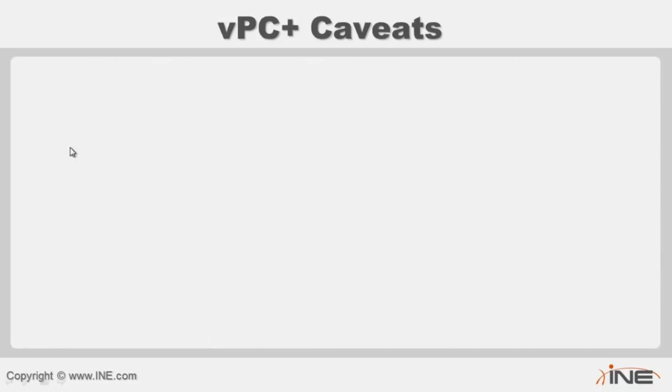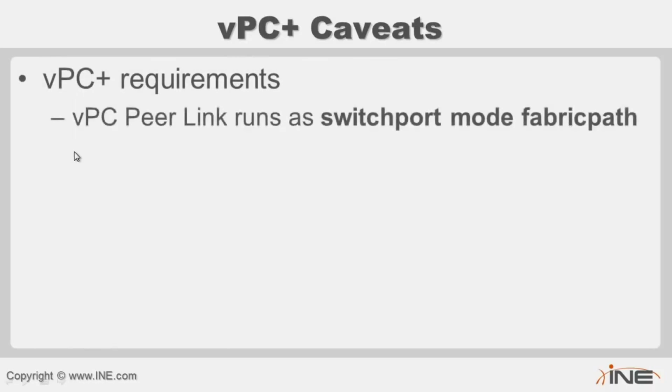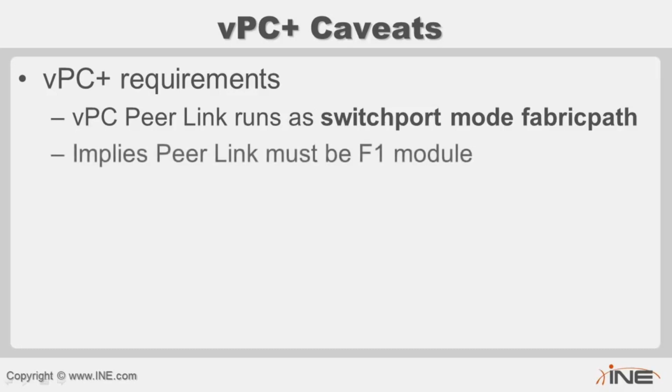Now, in order to actually do this, it means that the peer link between the neighbors, so this is the VPC peers, the peer link would have to run as switch port mode FabricPath. Now this also implies that if we're doing a VPC on a 7K, the peer link must then be an F1 module. Because we know we have our M1 modules that are doing the layer 3 routing, or the M2 modules. Normally that's going to be where you have your first hop redundancy protocols.